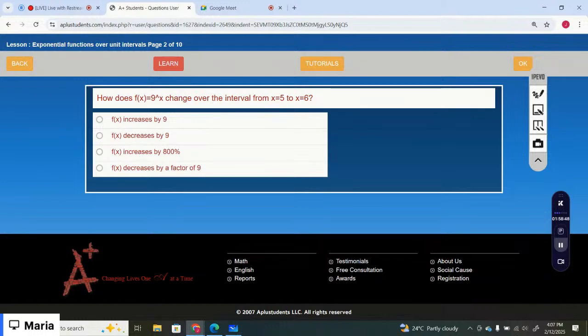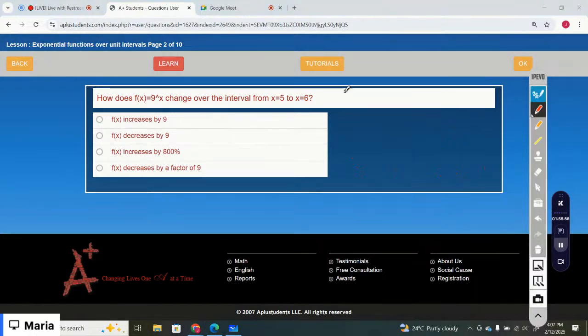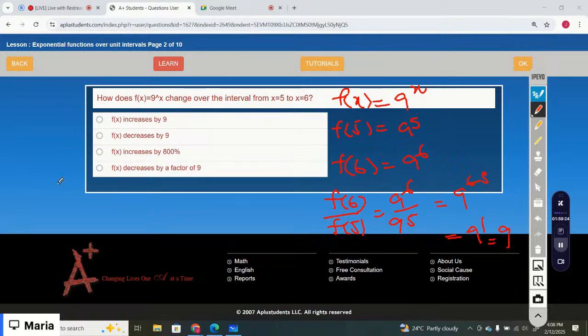How does f(x) equals 9 exponent x change over the interval from x equals 5 to x equals 6? f(x) equals 9 exponent x. f(5) is 9 exponent 5, and then f(6) is 9 exponent 6. So f(6) divided by f(5) is 9 exponent 6 divided by 9 exponent 5. So 6 minus 5 is 1, that is 9 exponent 1, 9 it is.